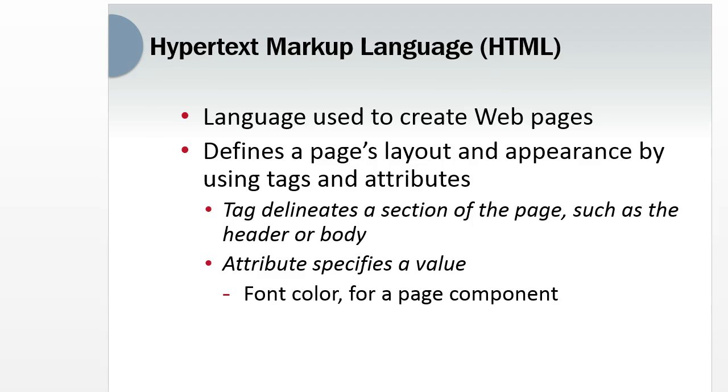Basically, a tag delineates a section of a page, such as header or body. An attribute specifies a value, such as the font color or the style. The most recent version of HTML is called HTML6, which competes with Adobe Flash. Flash is also a multimedia platform used to add animation, videos, and also interactivity to the website.